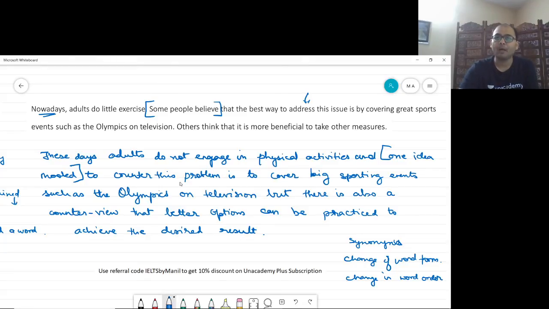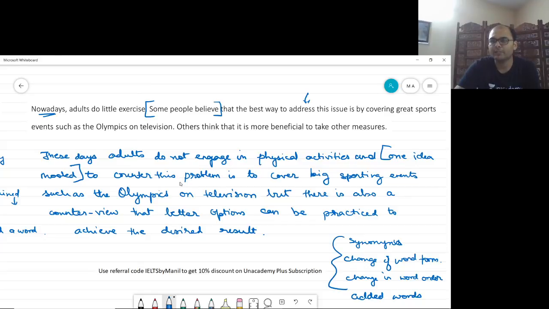Okay. But there is also a counter view that, but others think there is also a counter view. Why others? A counter view would be held by others in any case, right? But there is also a counter view that better options, that it is more beneficial to take other measures, right? Better options, other measures, better options, because the word beneficial is there. So I have said better options can be practiced to achieve the desired result, right? Now here I've also added words.